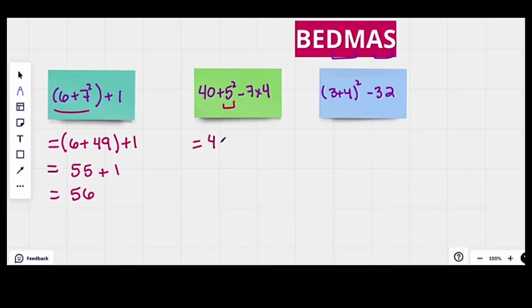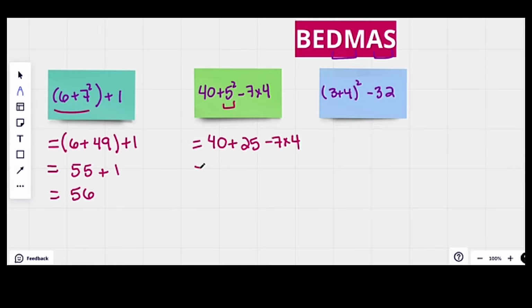So we leave our 40 at the front, we're not doing anything yet with it. And we bring our addition operation, because we're not there yet. We're taking care of the exponent. So 5 squared is the same thing as 5 times 5, which is 25. And everything else stays the same. We're just going to bring it with us so that we can decide what's going to be the next step.